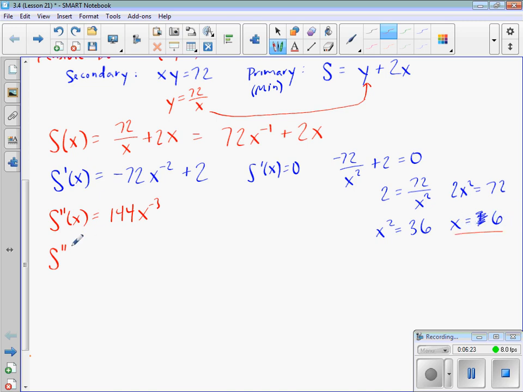I plug it in. So I'm going to plug 6 in. And you could do the number line thing too if you like that better. So if I plug 6 in here, is it going to be positive or negative? It doesn't even matter what the value is. This is 144 over x cubed, so it's positive. So if it's positive, that means it's concave up. If it's concave up, it's going to have a minimum. So this is going to have a relative min at x equals 6. So you have to show that it's a min.